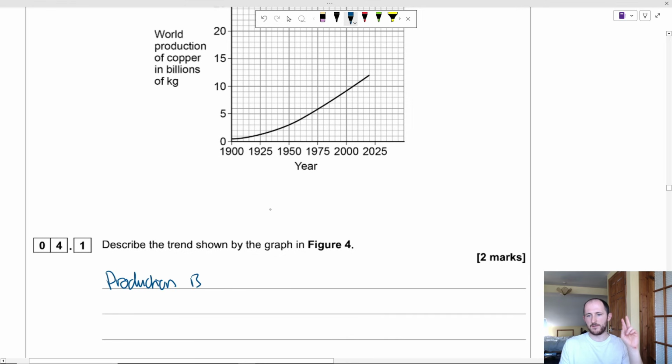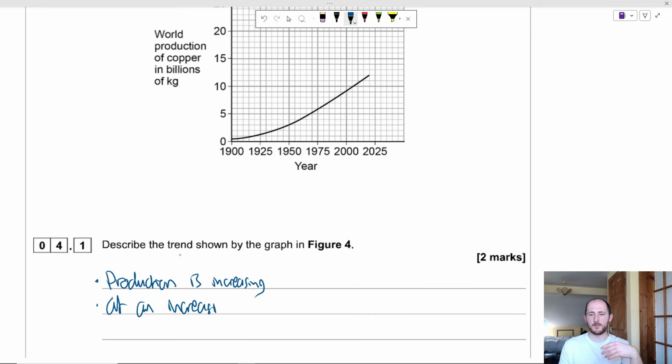But that does not give you 2 marks because it's not just increasing, is it? Right? It is increasing, but is it just increasing? Let's think of how steep the line is. It's getting steeper and steeper and steeper, isn't it? So it's at an increasing rate. That's the key second point here.